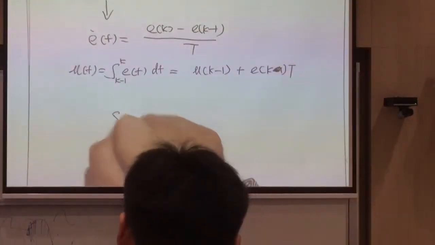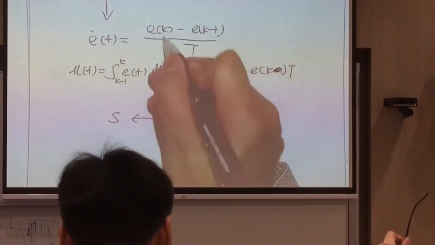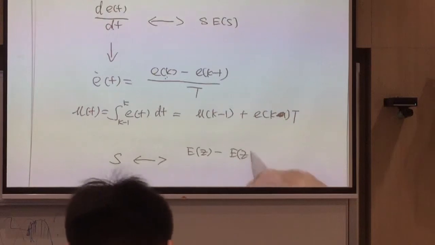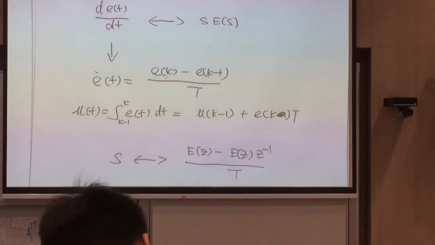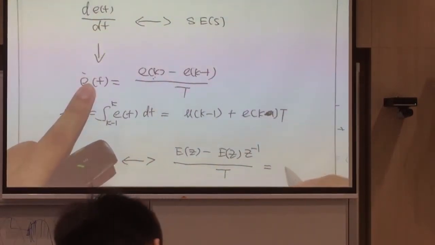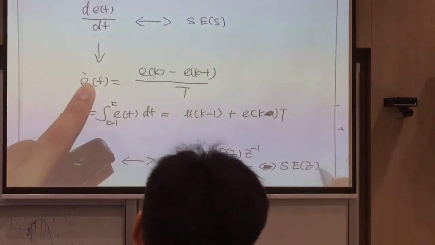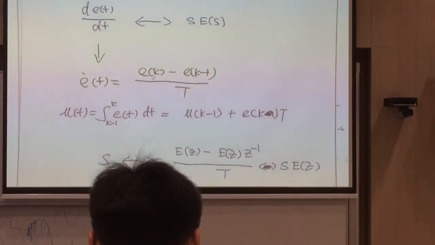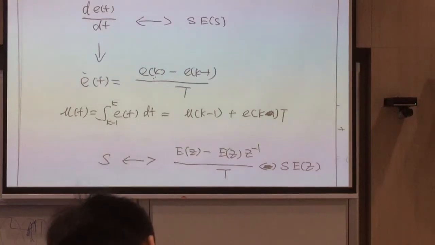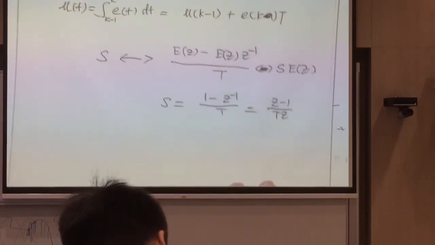And correspondingly, your S operator will be your Ez minus your Ez multiplied with Z to the power of minus 1, divided by T. So your S operator will be 1 minus Z to the power of minus 1, divided by T. Or if you want, you can multiply with Z for both numerator and denominator.